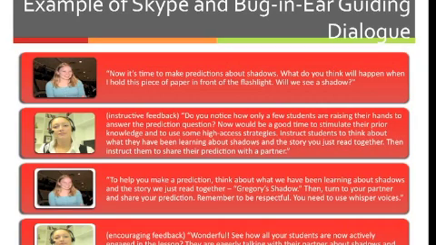Teacher: To help you make a prediction, think about what we have been learning about shadows in the story we just read together, Gregory's Shadow. Then turn to your partner and share your prediction. Remember to be respectful. You need to use whisper voices. Coach: Encouraging feedback. Wonderful! See how all your students are now actively engaged in the lesson? They are eagerly talking with their partner about shadows and what they think will happen when you shine the light over a part of the paper.